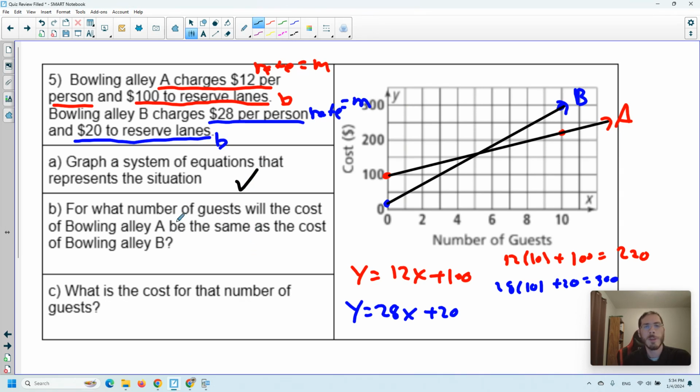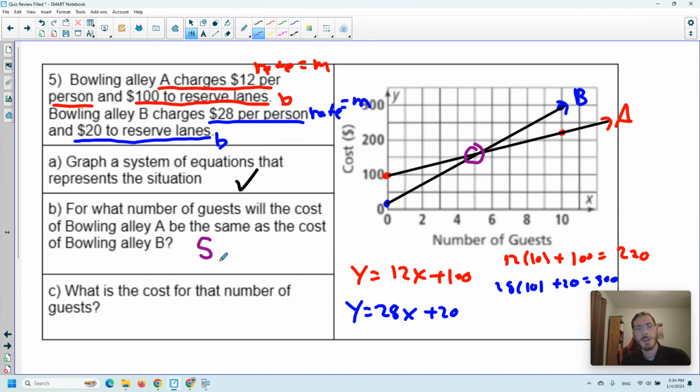Part B: for what number of guests will the cost of bowling alley A be the same as the cost of bowling alley B? So I need to see where these two things connect. And we can kind of tell from the graph, because it looks like they connect right there at 5. So we're going to go with 5. Again, it's a number of guests, so 4 is definitely wrong. 6 is definitely wrong. We can't really have a fractional number of people, so it's got to be 5.